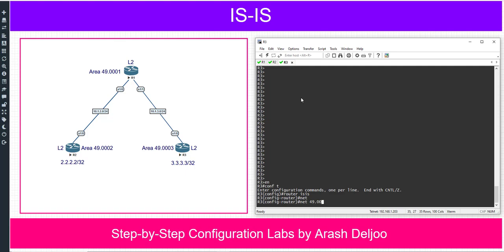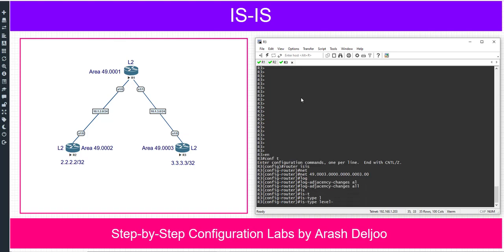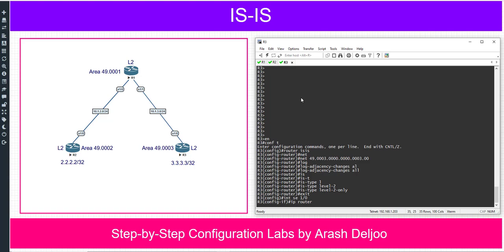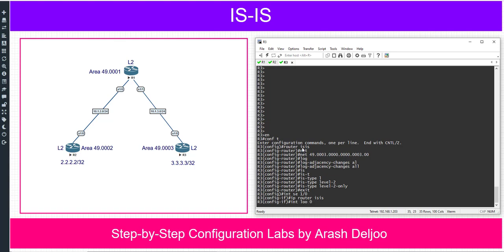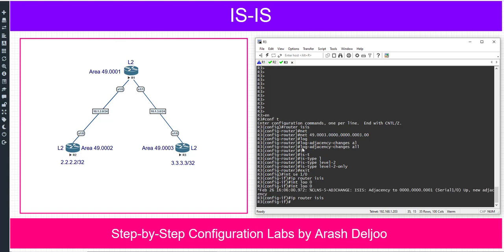Net 49.0003, for example, then 0000.0000.0003.00. And after that, log-adjacency-changes all, and finally is-type level-2-only. That's it. And then interface serial 10, IP router ISIS. Now again, we will have an ISIS adjacency between router 3 and router 1, and then interface loopback 0, again IP router ISIS. That's it.